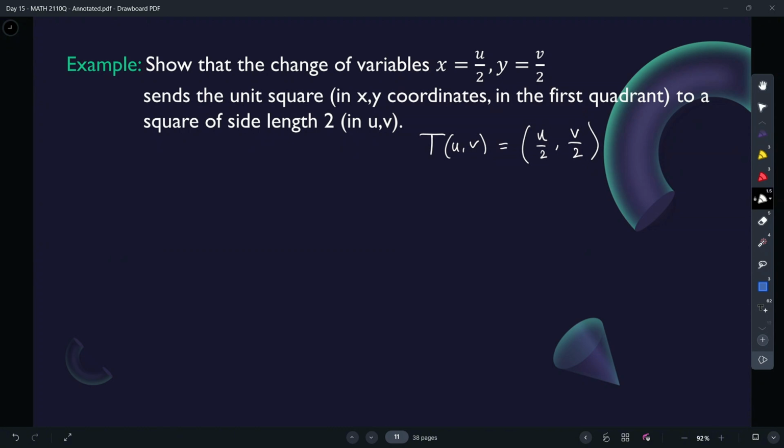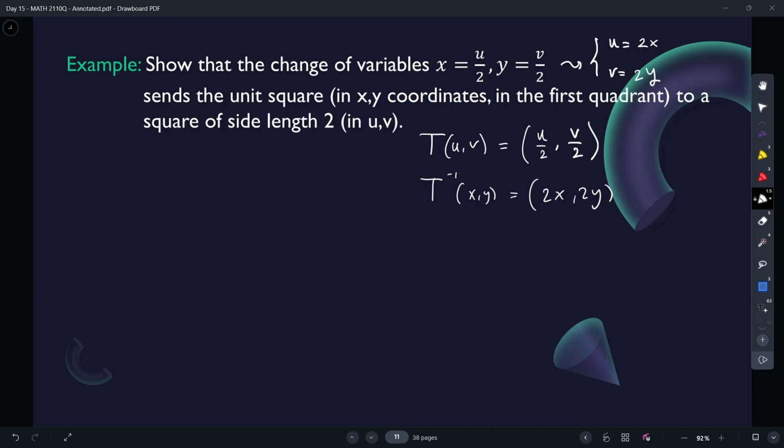Can I invert this? To invert this, what I would do is solve for u and solve for v in terms of x and y. So here you can see that if I solve for u, u would be x divided by 2, and v would be y divided by 2. No, I would see that u is 2x, and v is 2y. Okay, so the inverse map, in this case, is going from x and y's, and is giving me 2x, 2y.